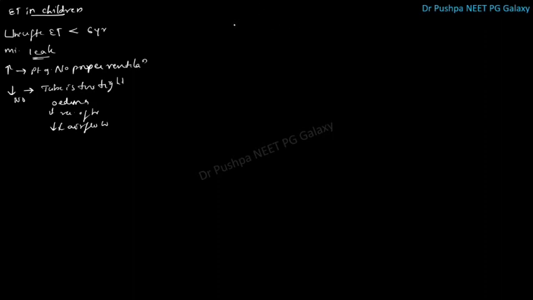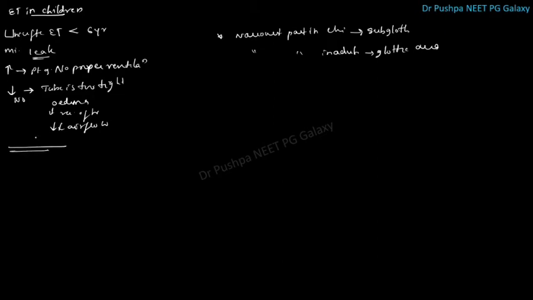There is one most commonly asked question. What is the narrowest part in children? That is the subglottic area. What is the narrowest part in adults? That is the glottic area. This is the endotracheal tube.